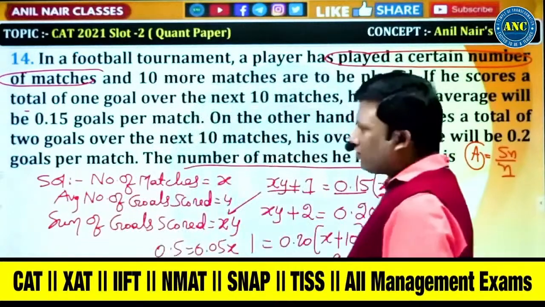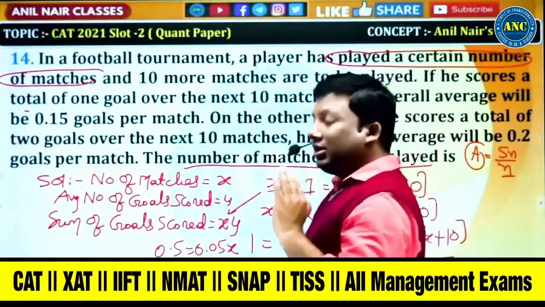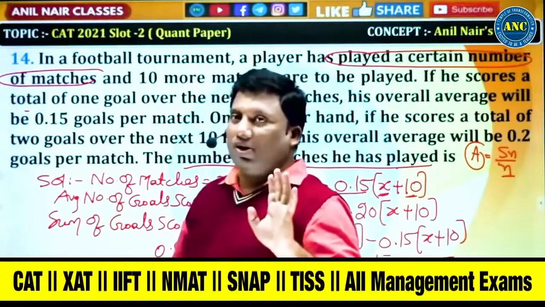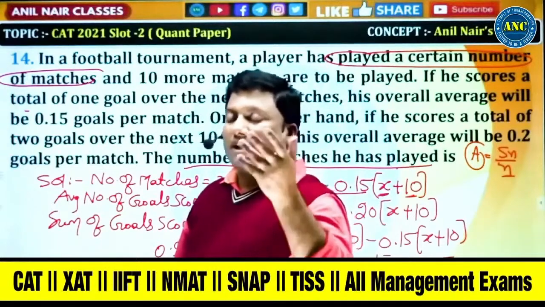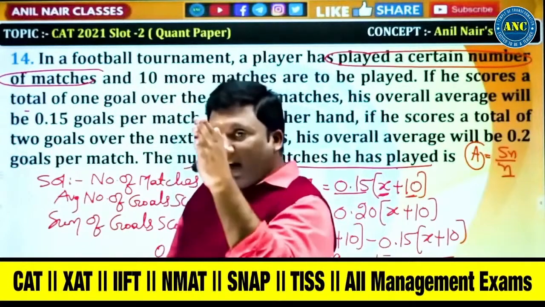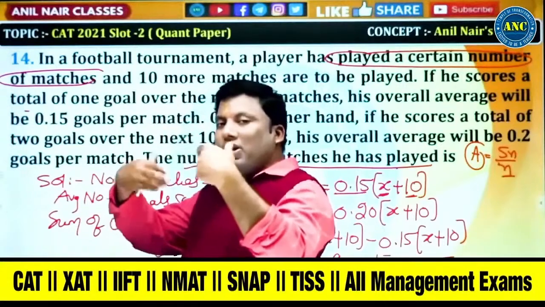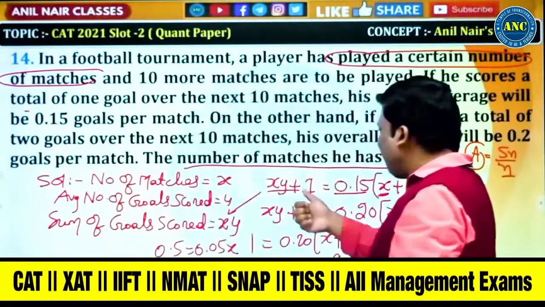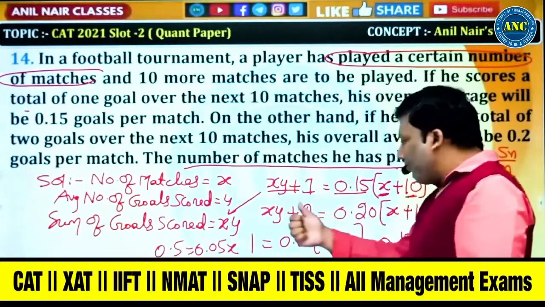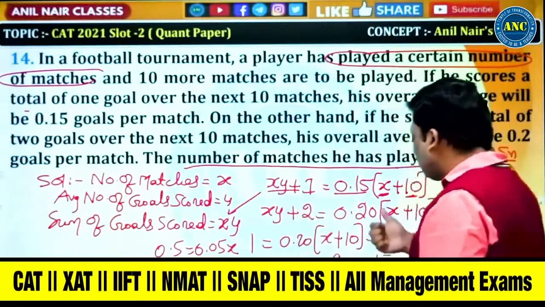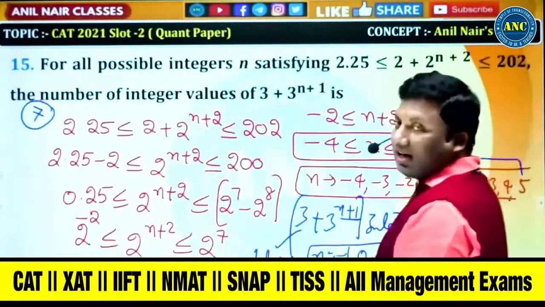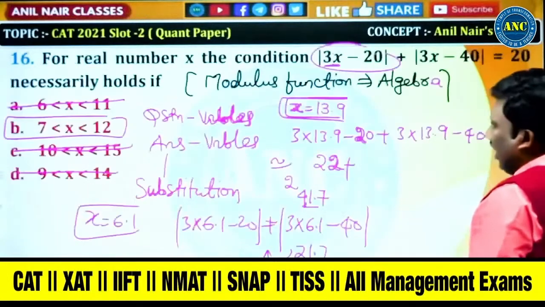Very simple question. We are just understanding that there is a tournament happening. First a player played some number of matches, which we don't know. How many goals he scored in those matches, which we don't know. Afterwards, he is playing 10 more matches. Depending upon the goals in those 10 matches, his average is changing. If he scores 1 goal in the next 10 matches, the average becomes 0.15. If he scores 2 goals in the next 10 matches, the average becomes 0.20. Solve the equation, you will get the answer. I hope the idea is clear.